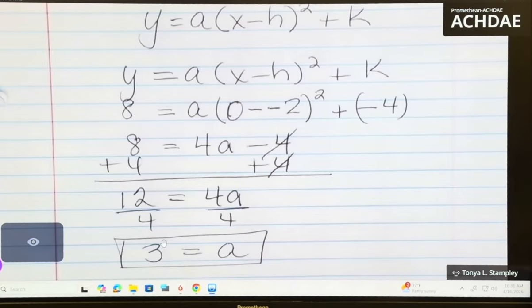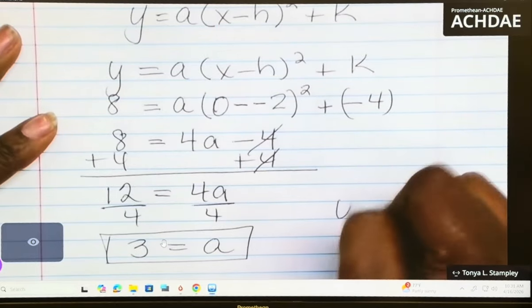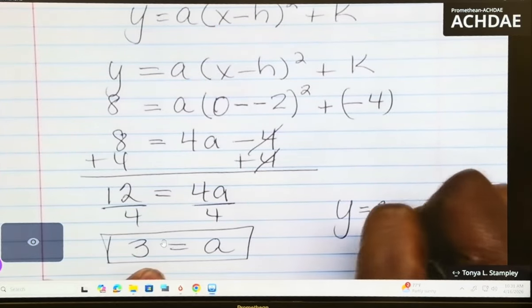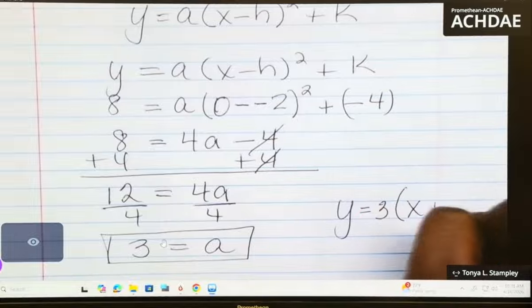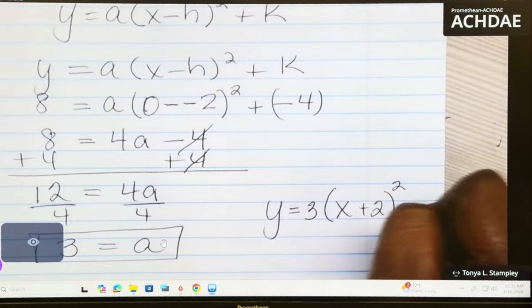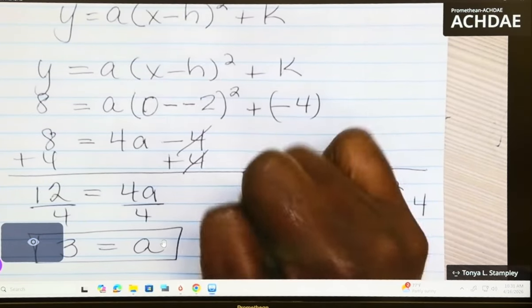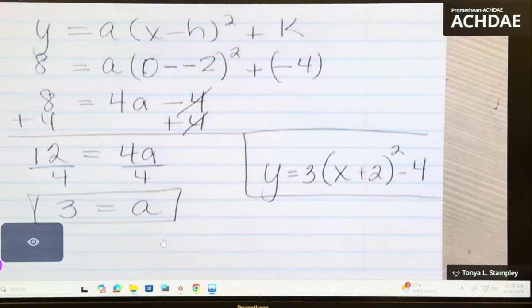So now that we know our a, can we write our vertex form? Yes. What will vertex form be? y equals 3 times (x plus 2) squared minus 4. This is vertex form. Does that make sense? Yes.